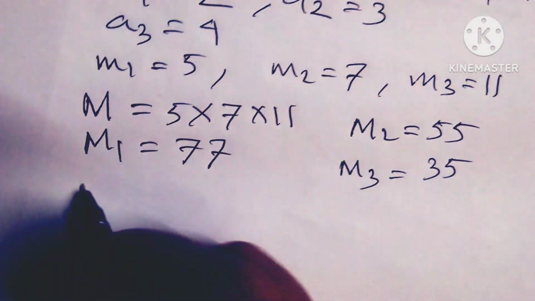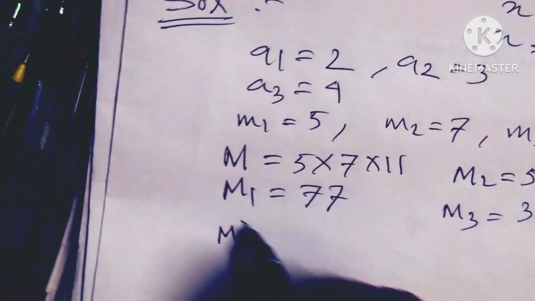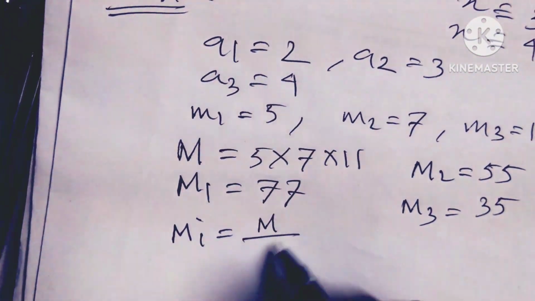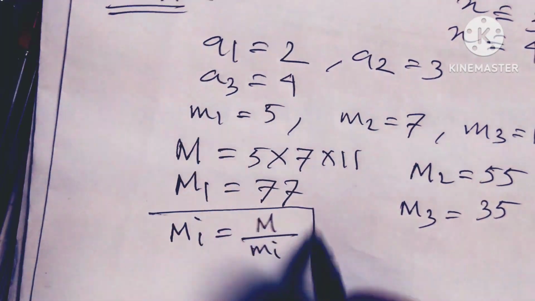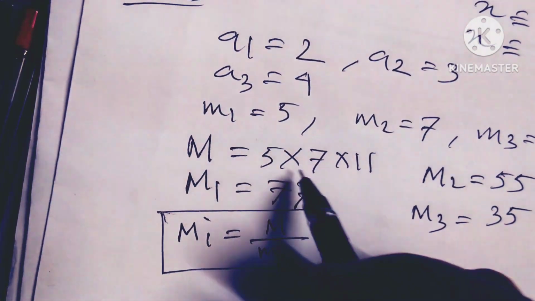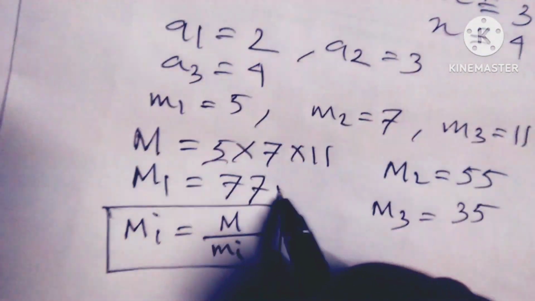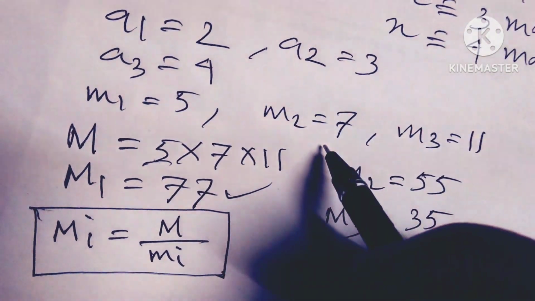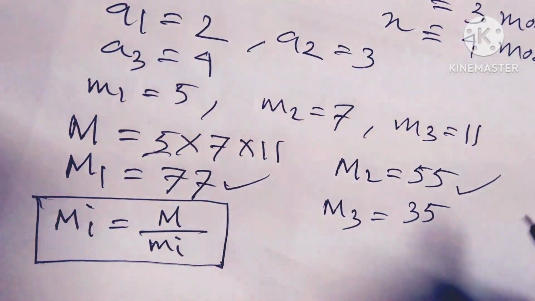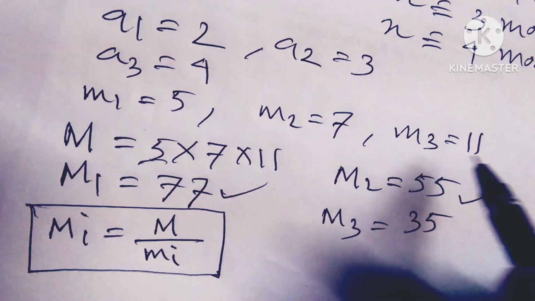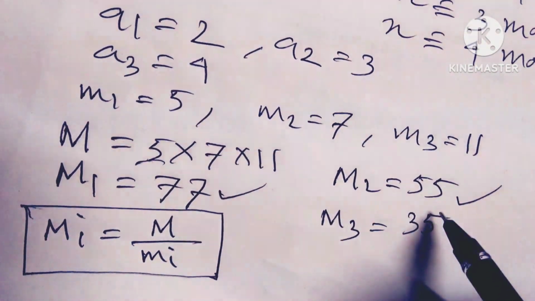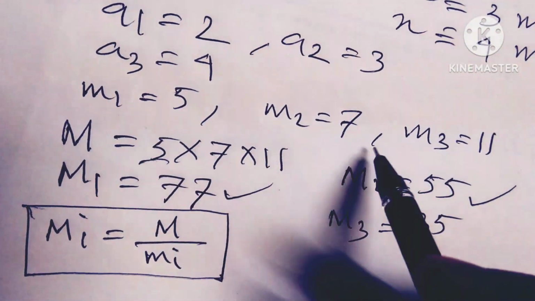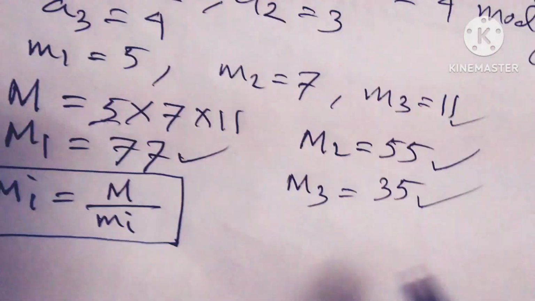How can I get these? Because the formula is Mi equals capital M divided by small mi. This is the note. Here I divided by 5, so I get 77. Here I divided by 7, so I get 55. And here I divided by 11, so I get 35.